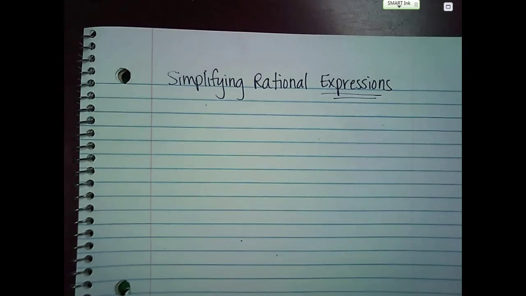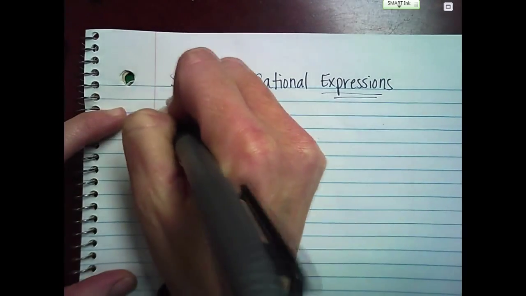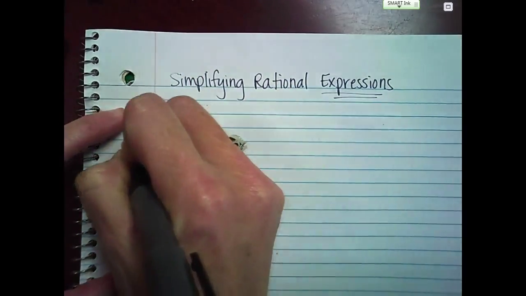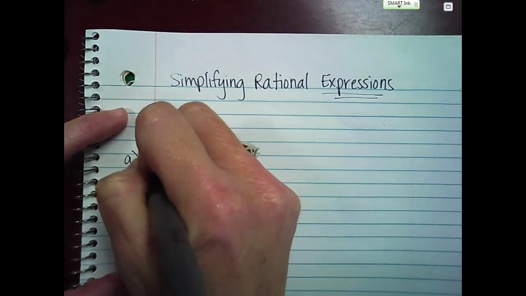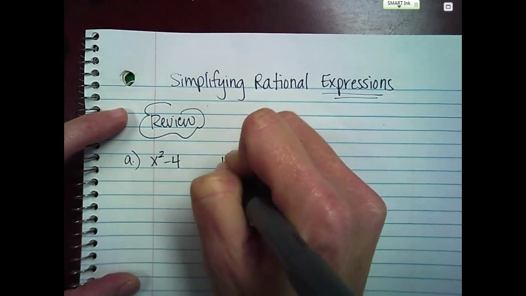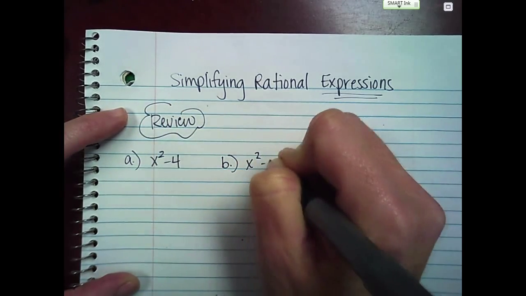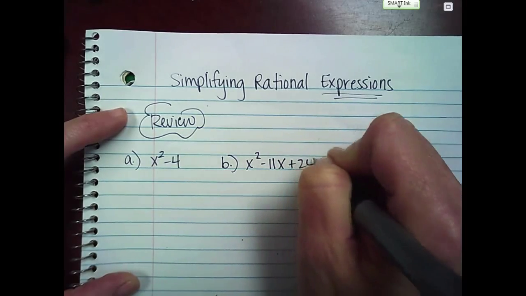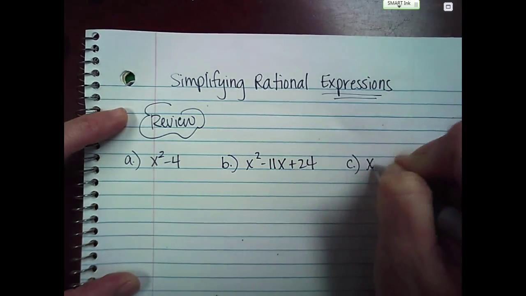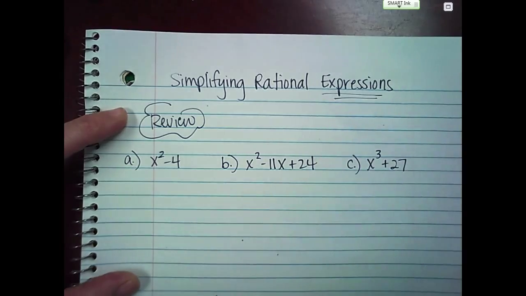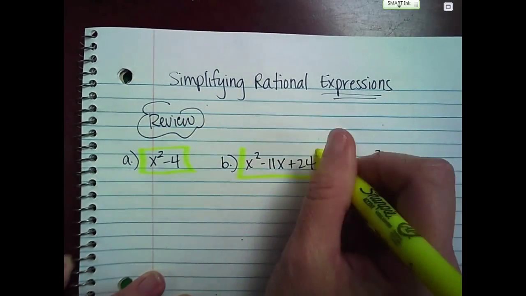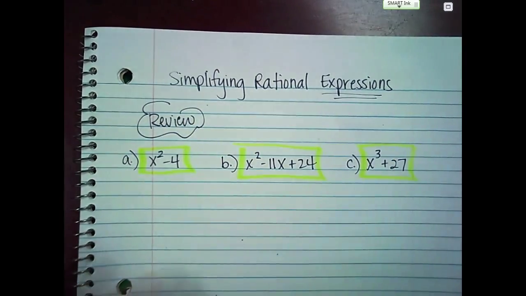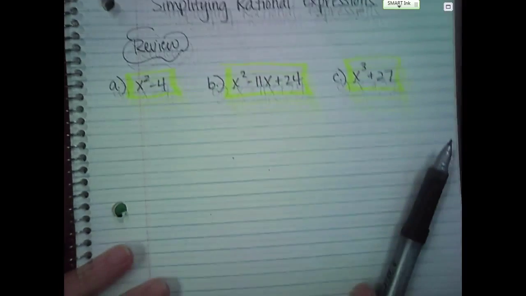It's an expression. Okay? So before we start, though, we're going to do a little bit of review on reminding you how to factor. And some of these are easier than others. So I'm going to put 3 up and see what you remember. First one is x squared minus 4. And then x squared minus 11x plus 24. And the last one is x cubed plus 27. So quickly, see what you remember about factoring. We've had a test over this, so hopefully you remember a little bit.